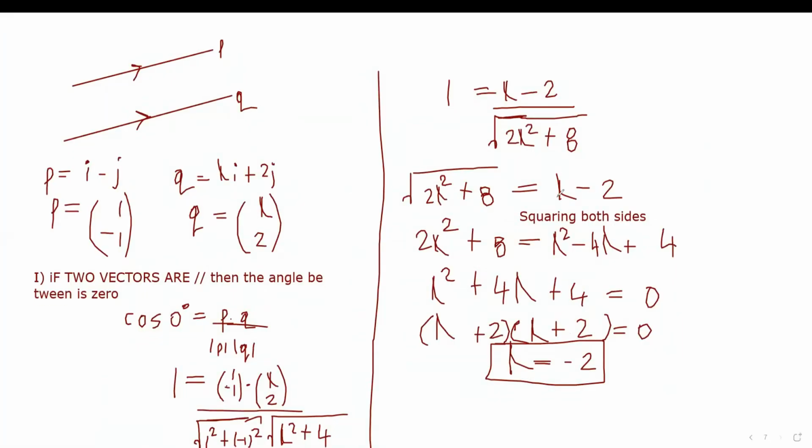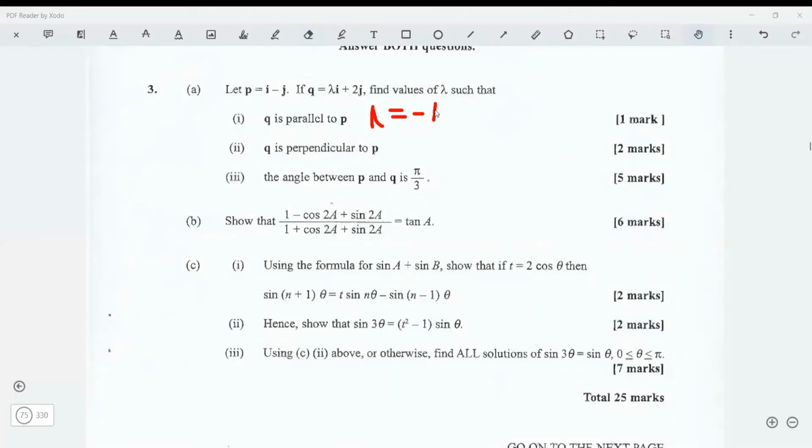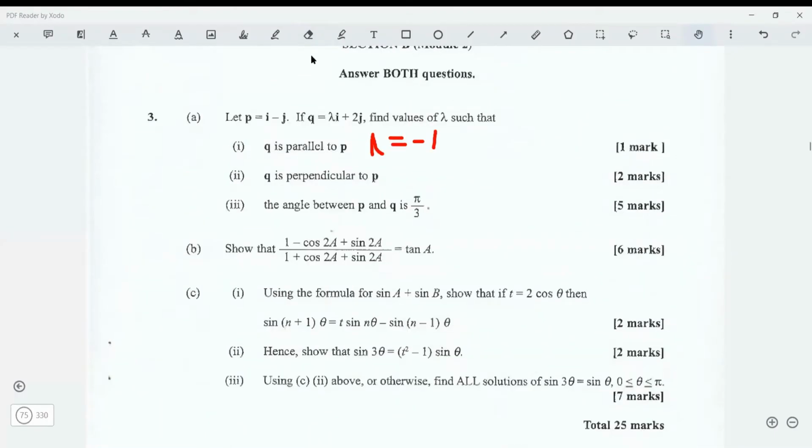Oh, right, -1 when it should have been -2. Sorry, let me change this. It should have been -2 here, so. All right, parallel when lambda is -2.